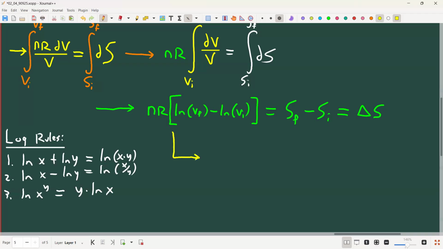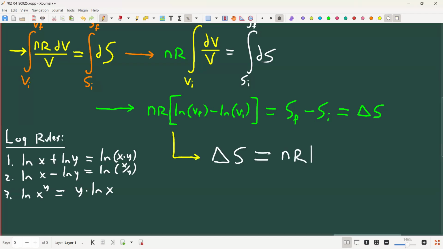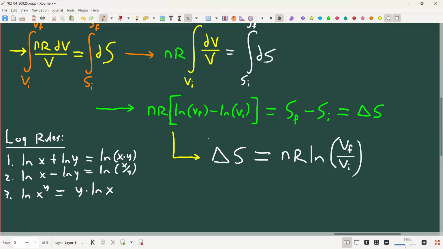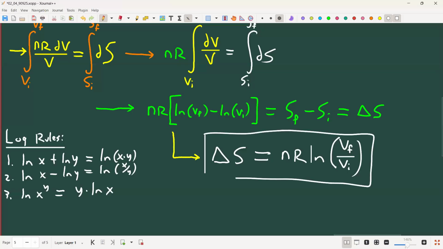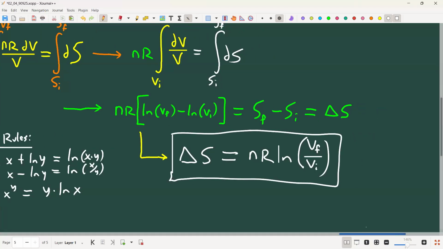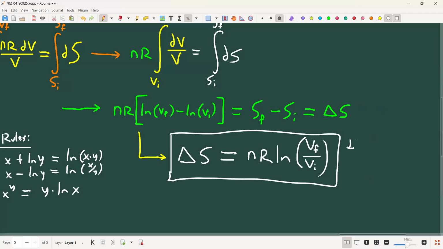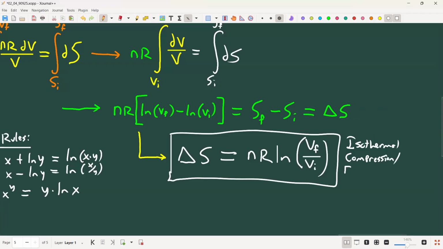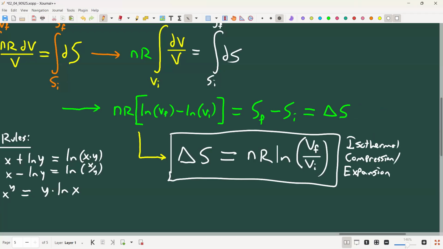And so I can apply the second log rule here. We have a difference of logs. So this says that delta S is equal to NR log of the ratio of the volumes from the initial to the final point. This is for isothermal. This is a compression or an expansion, right? Because we're changing the volume. Voila. We now have an actual equation for entropy.